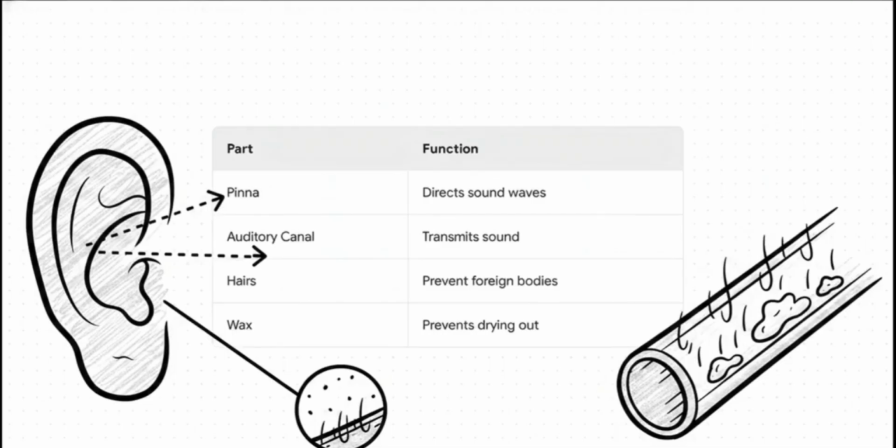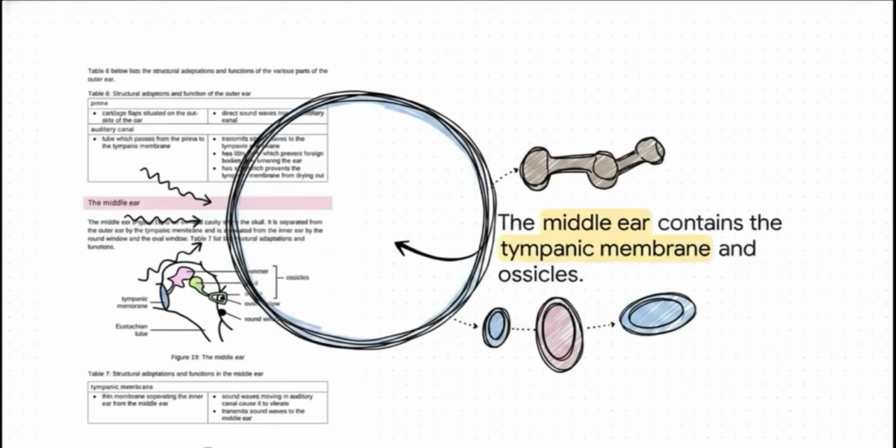Now, this canal isn't just an empty tunnel. It's actually a protective, wax-lined pathway with tiny hairs. It transmits sound further in, sure, but it also traps foreign bodies before they can get anywhere near the delicate structures inside. Moving a bit deeper, we hit an air-filled cavity known as the middle ear. This is a supercritical juncture. It's completely separated from the outside world by the tympanic membrane, which you probably just call your eardrum.